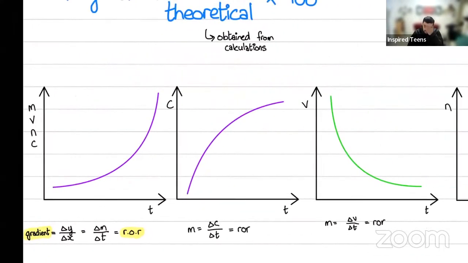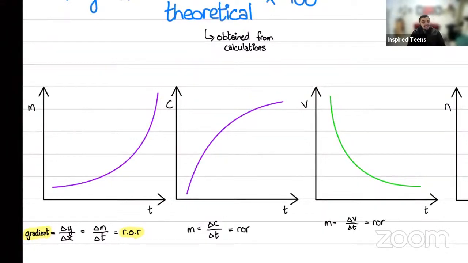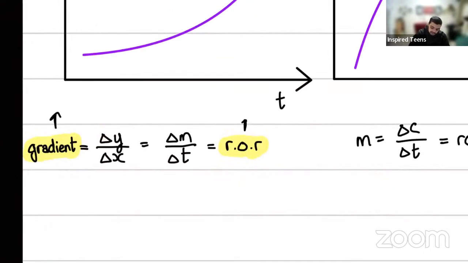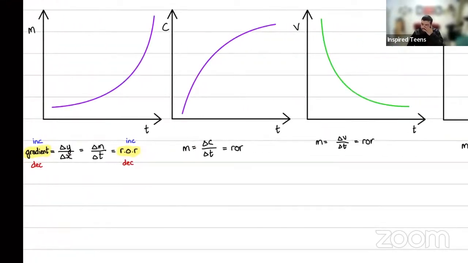Now I want to talk about these specific types of curves. Are they increasing curves or are they decreasing curves? And why is that important to note? Because we need to know whether the rate of reaction is increasing or decreasing. If we have an increasing rate, we would have to have an increasing gradient. Increasing gradient would result in an increasing rate. A decreasing gradient would result in a decreasing rate. And these are questions that they ask in the exam: is the rate of reaction increasing between times this and that?